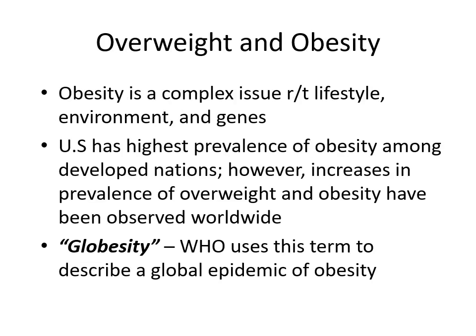Now looking at overweight and obesity, again, it is a complex issue related to lifestyle, environment, and genetics. The US has the highest prevalence of obesity among developed nations. However, increases in the prevalence of overweight and obesity have been observed worldwide. The World Health Organization has what they term globesity to help describe a global epidemic of obesity. So again, this is not just a US problem.